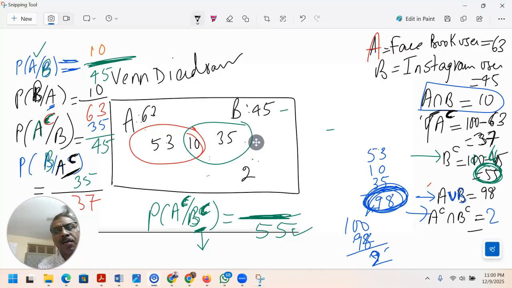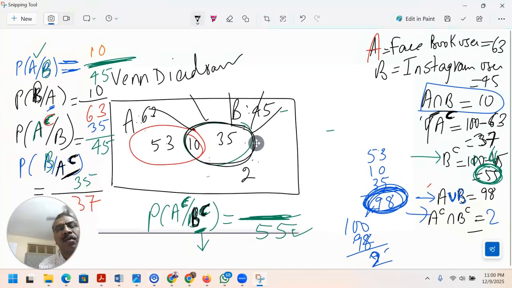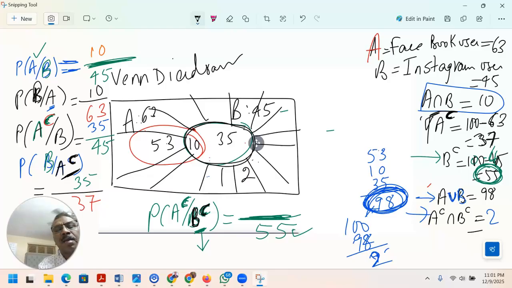Let me show this one more time. Let me use this like a B. This means the student is a non-Instagram user, so he is outside this color. He is like this. This is the piece which represents non-Instagram users. How many of them are there? You can see there's a 2 here, and there is this 53. Together this gives you this 55.